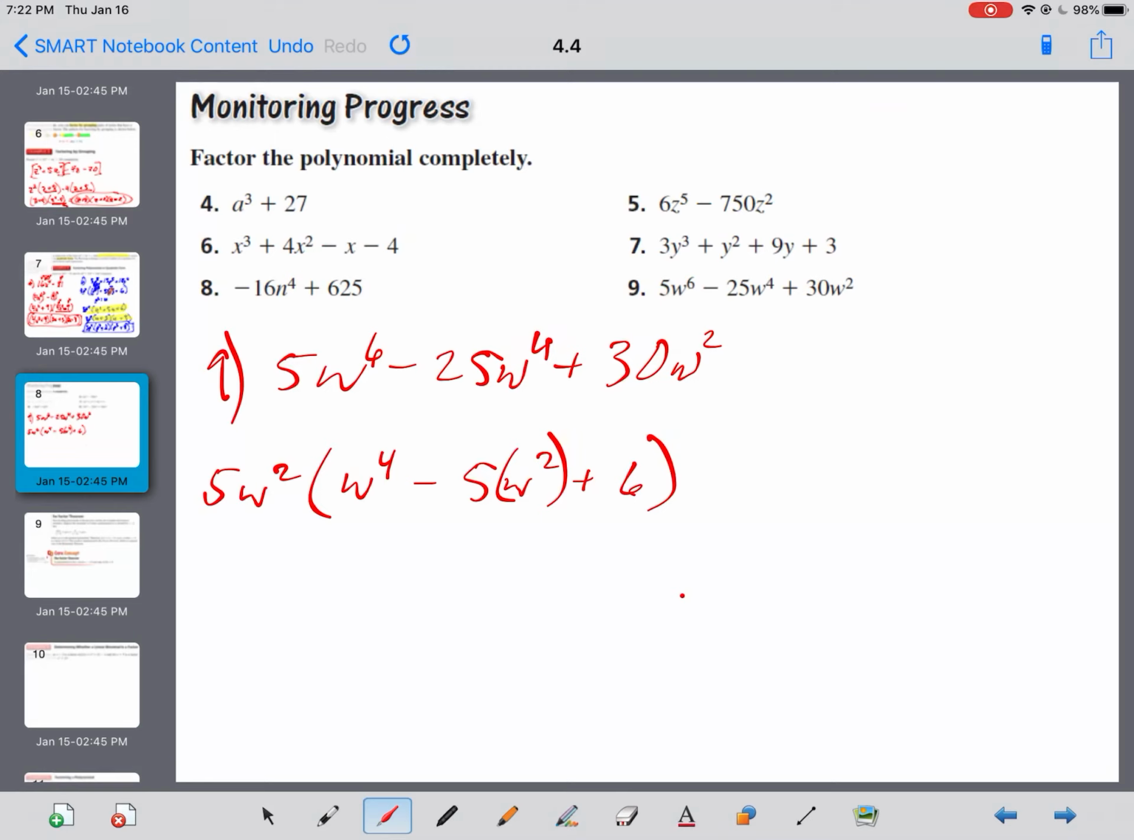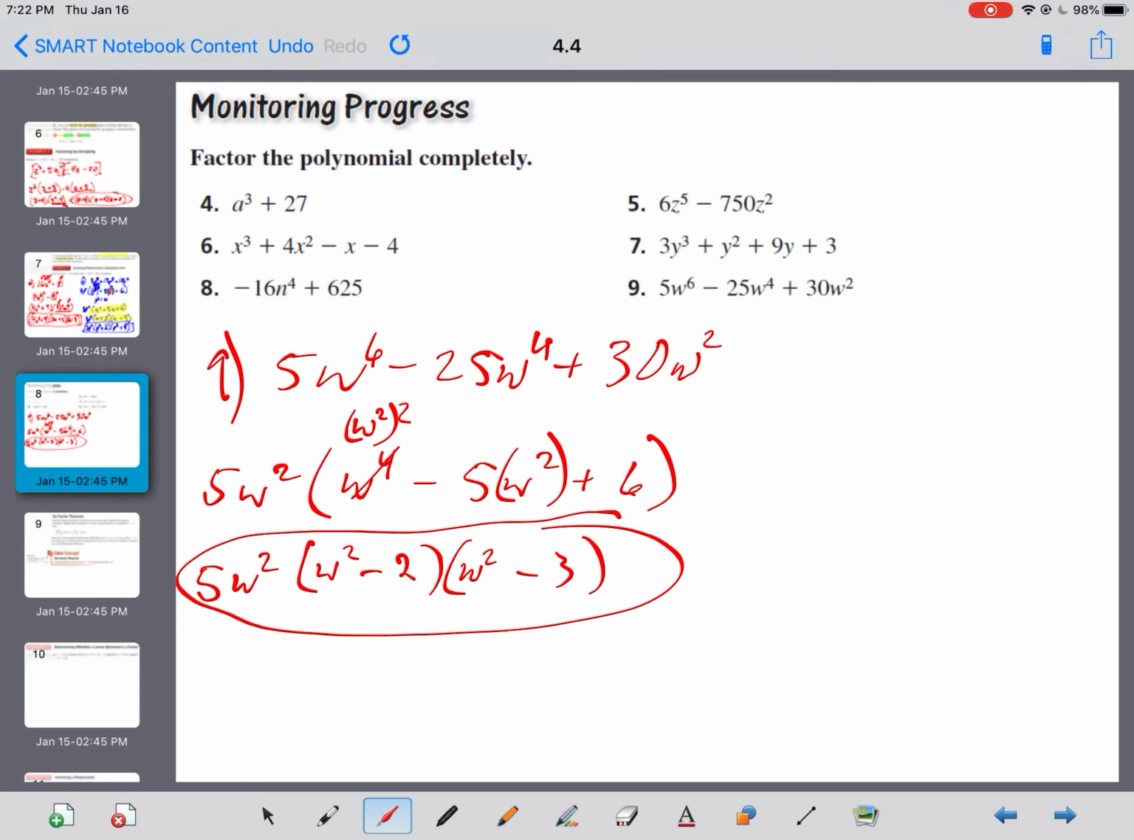I'm going to treat this as one whole thing. So I'm going to turn this into w squared squared. And now I'm looking for factors of 6 that add to 5. Factors of 6 that add to 5 are your 2 and your 3. Each one of these gets a w squared. Because they add to negative, both have to be negative. 2 and 3 aren't squares, so the difference of squares doesn't work, and it stays just like that.